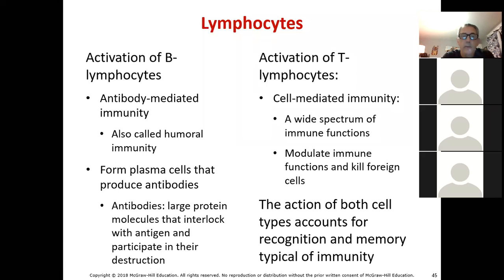The B cells are the only lymphocyte and the only cell that makes antibodies. This is also referred to as humoral immunity. Once the B cell starts making the antibody, it becomes these large cells we call plasma cells that produce antibodies. The antibodies can do various things, including binding to antigens. Then there are the T cells, and they have a wide spectrum of immune functions. They modulate immune functions and kill foreign cells. The action of both cell types accounts for our recognition and memory of what we call the acquired or adaptive immunity.